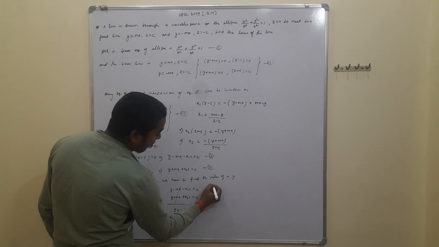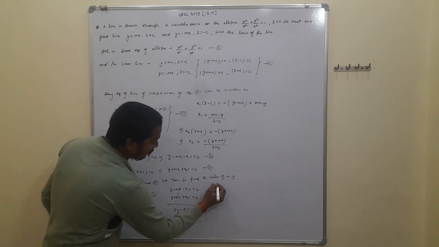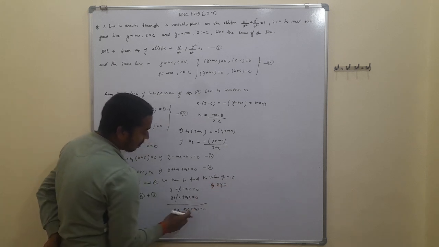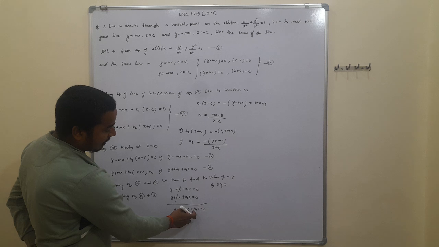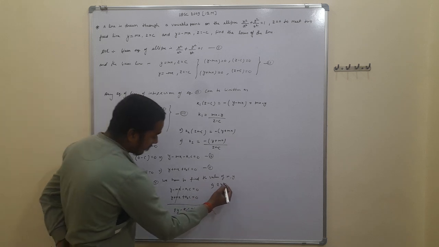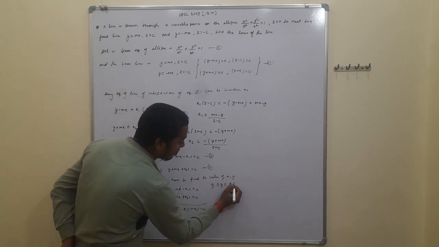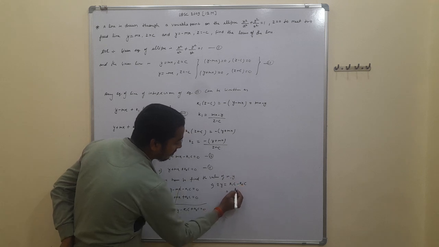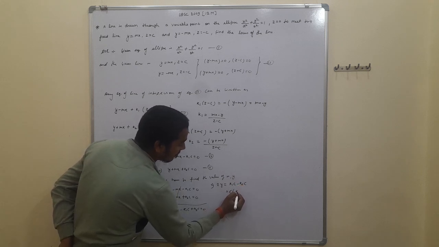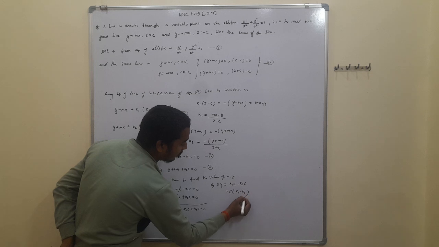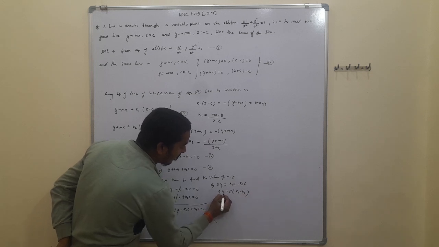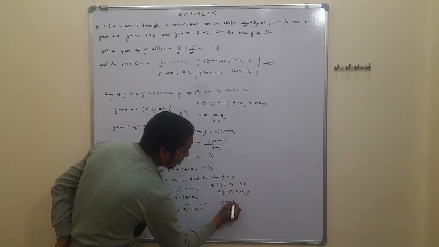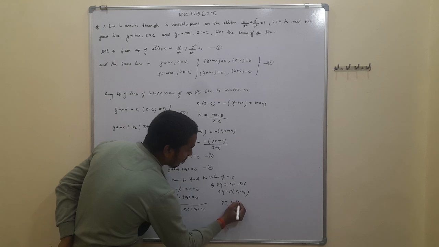Further we write 2y is equal to minus k1c, and plus k2c is taken to the right hand side, that is plus k1c and minus k2c. From here we take common c, that is k1 minus k2, this is 2y, and y is equal to c upon 2 into k1 minus k2.